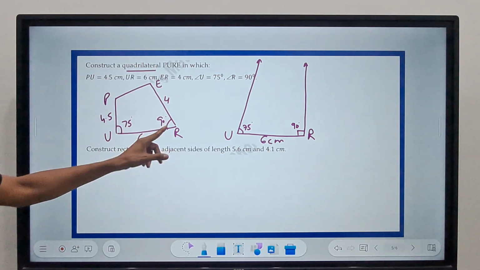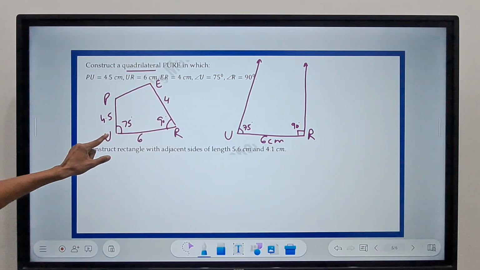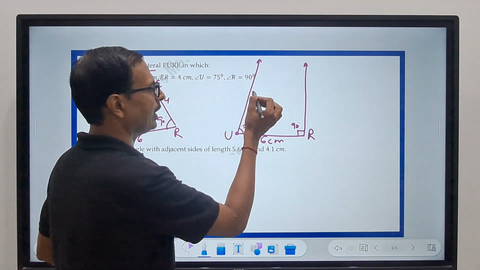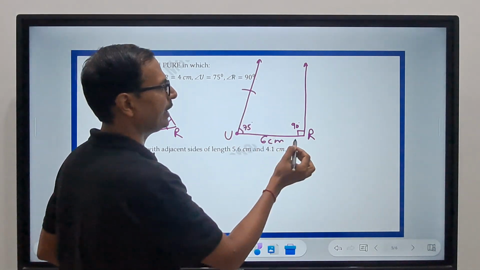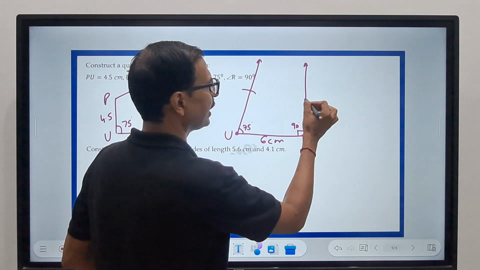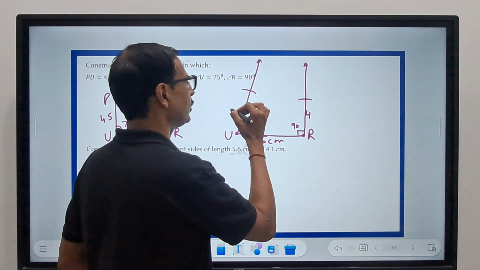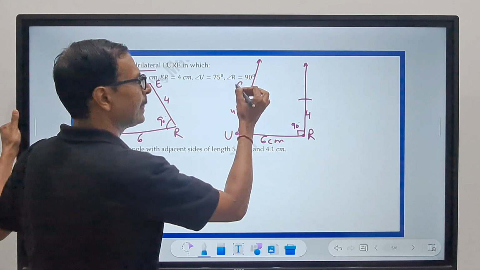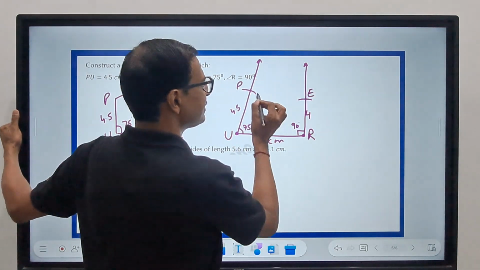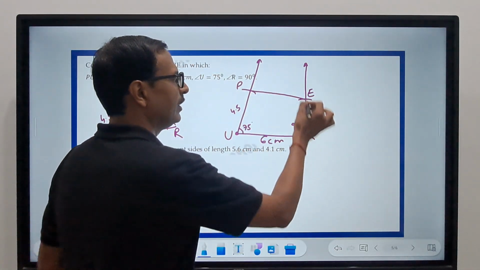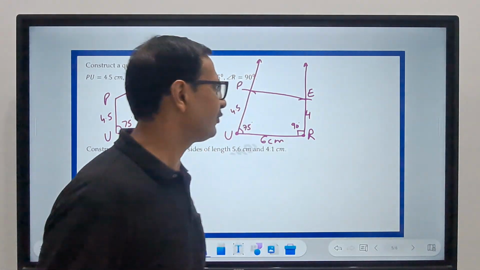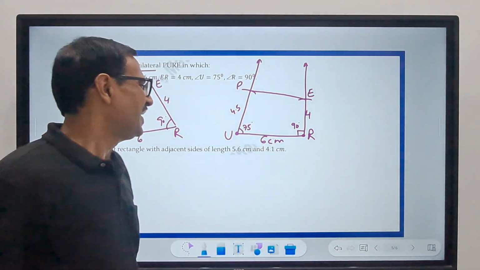So 3 things done, and now I need this as 4 and this as 4.5, right? So using U as center, I will mark an arc at 4.5, and using R as center, I will mark an arc at 4. This is 4 and this is 4.5. I get all my points. This is P and this is E, and simply join P to E, I get my quadrilateral. Pretty easy. Rather, this is the easiest question of all of them, right?